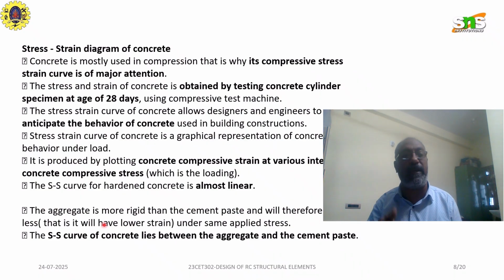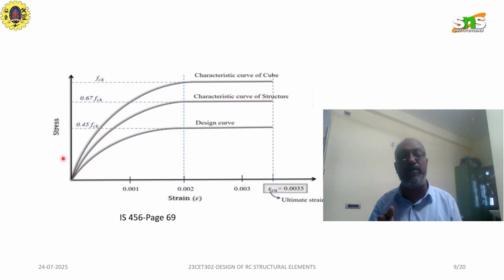As per IS 456, stress is on the y-axis and strain is on the x-axis. From zero to the maximum strain of 0.002 is the elastic limit. Beyond that, the yielding plastic limit is 0.0035. That's why the concrete strain is 0.0035 and for steel it is fy divided by 1.15. That is the factor of safety.